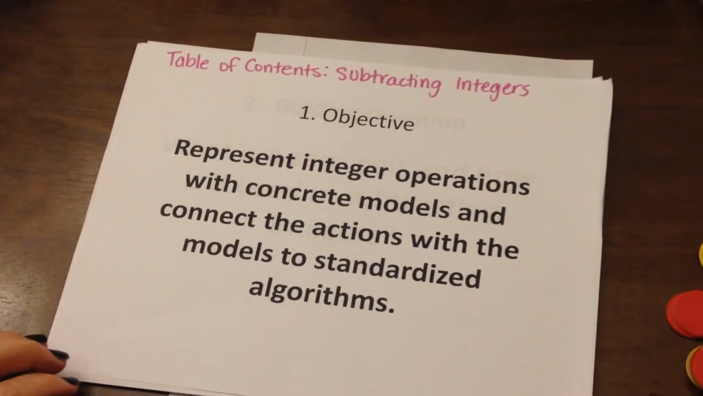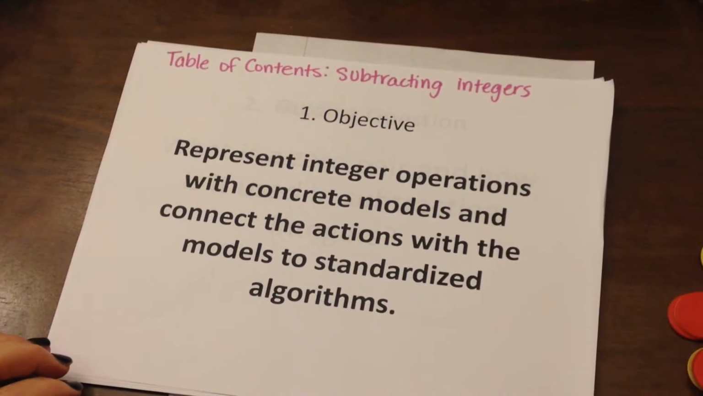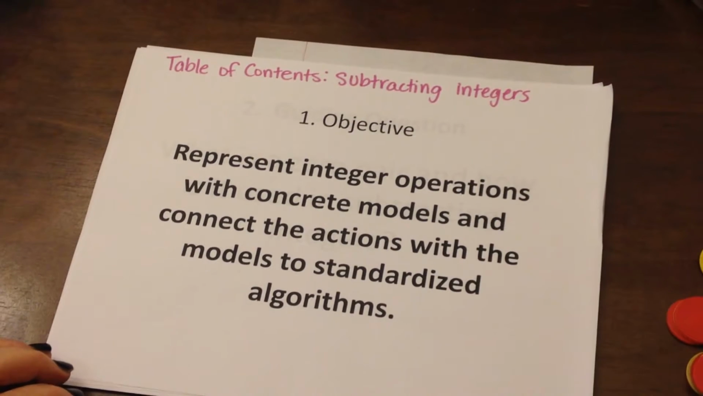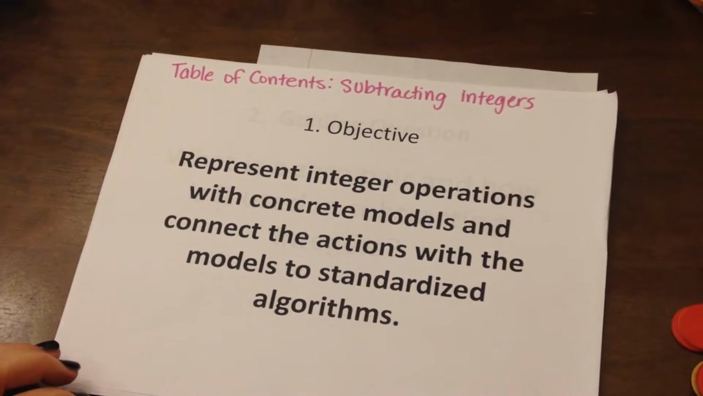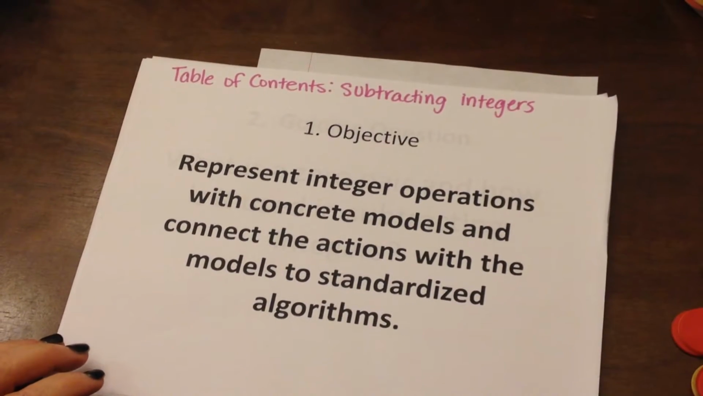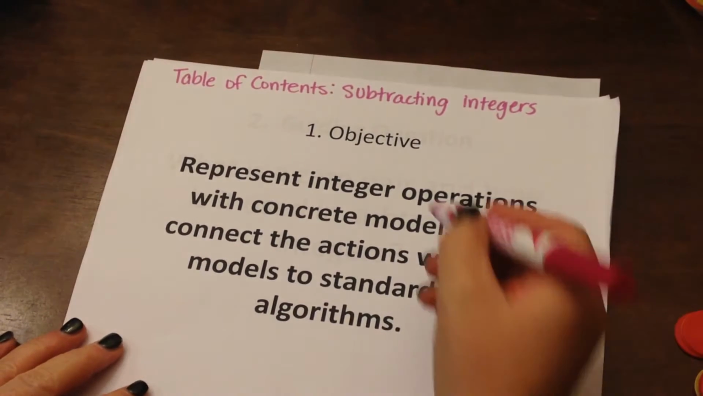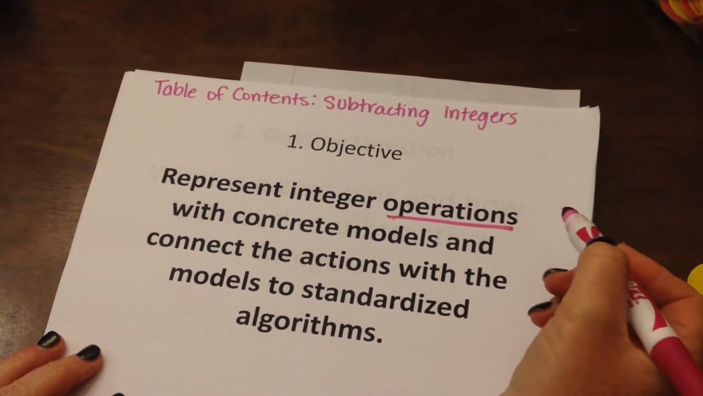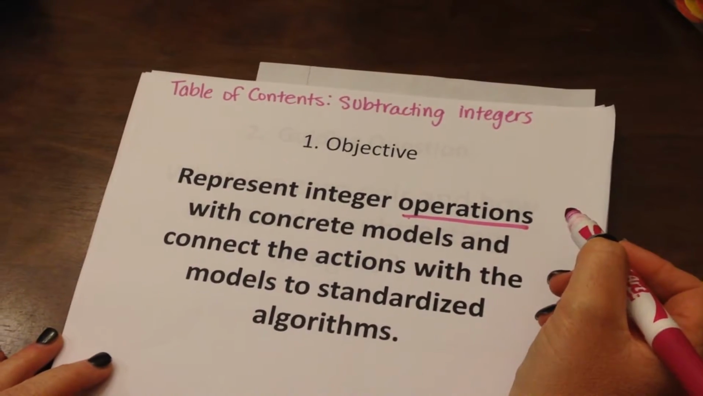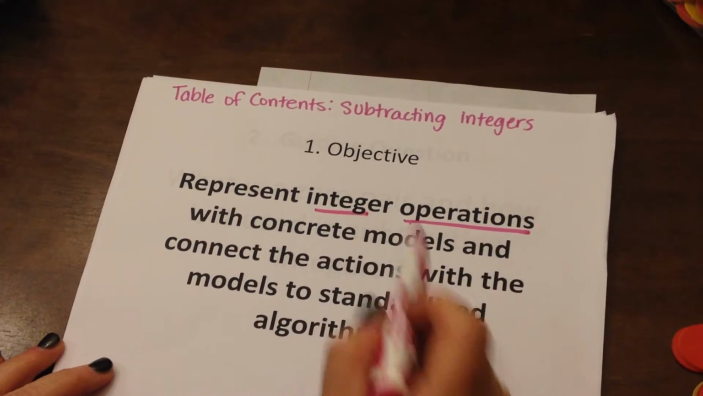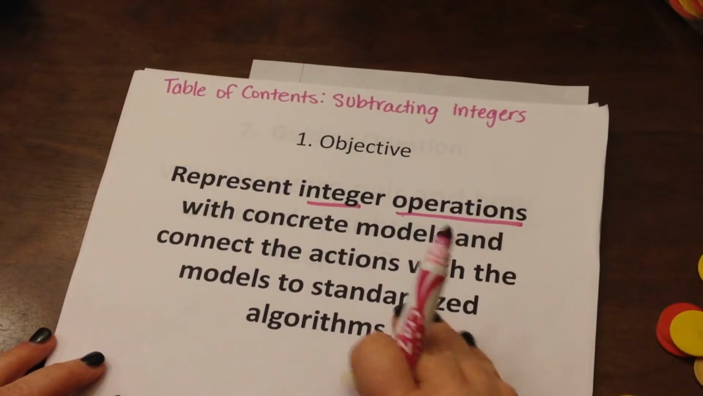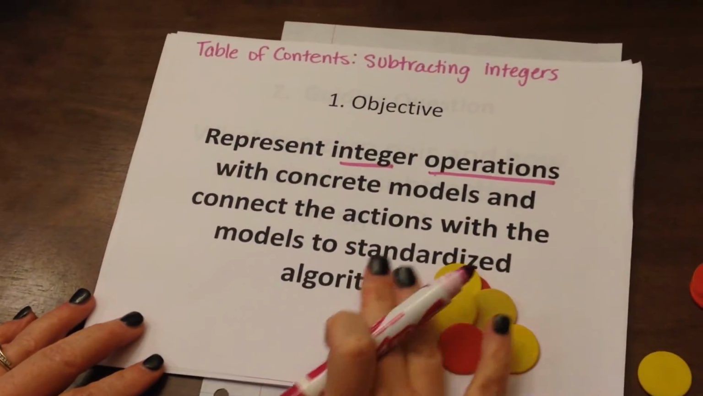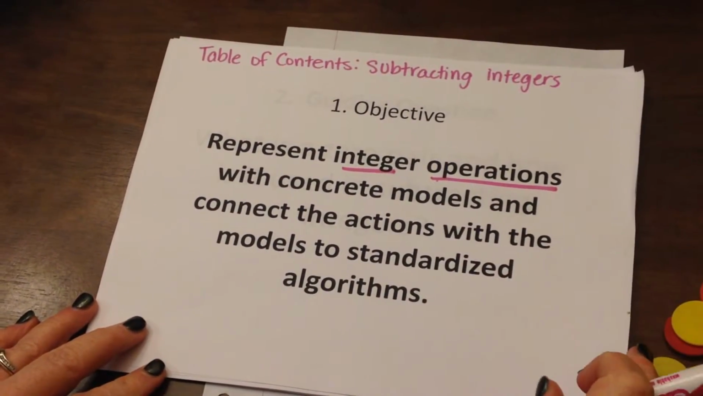All right, hello. Tonight's objective is to represent integer operations with concrete models and connect the actions with the models to the standardized algorithms. What that means again is your operations will refer to add, subtract, multiply, or divide, but today it's going to be subtracting integers, but we're using models. We'll be using your two color counters again, and you have your own models at home to work with.